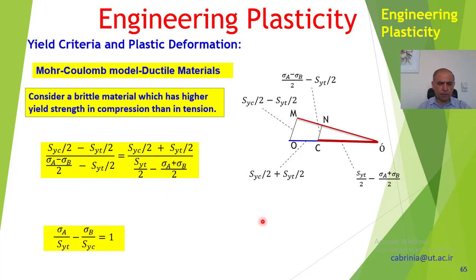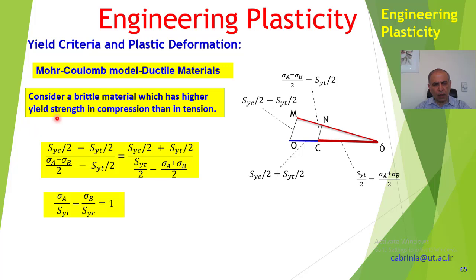And if I rearrange these and simplify it, I will get that sigma A over SYT minus sigma B over SYC equals 1. This is the yield criteria for Mohr-Coulomb, for ductile material, obviously.